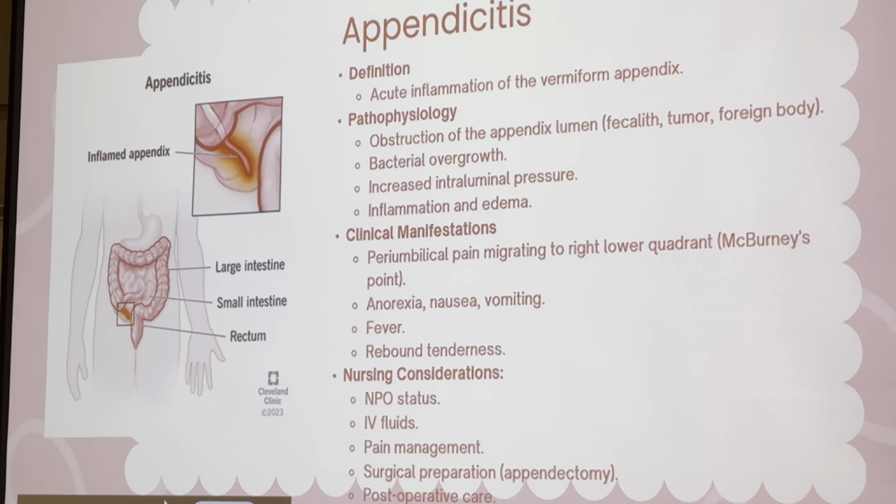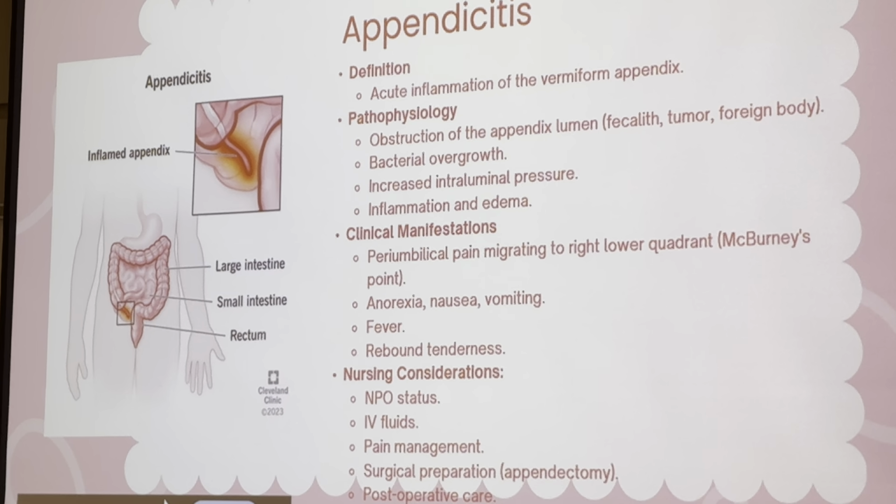IV fluids for hydrational purposes, since we're going to be NPO. Pain management within reason. Remember, which class would we avoid for this group? Narcotics. It's actually going to be the opposite, believe it or not. We're going to give them the opiates here. We can slow them down, because GI motility might help it rupture more.